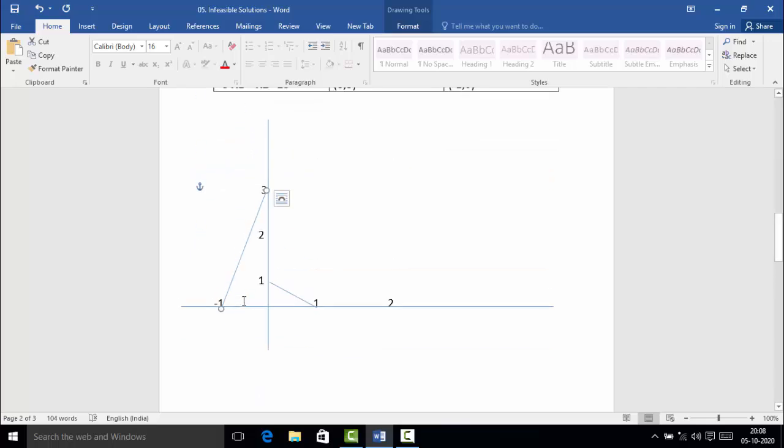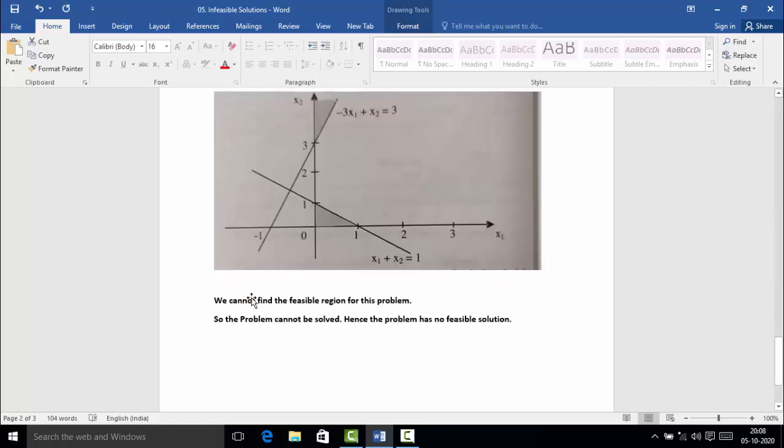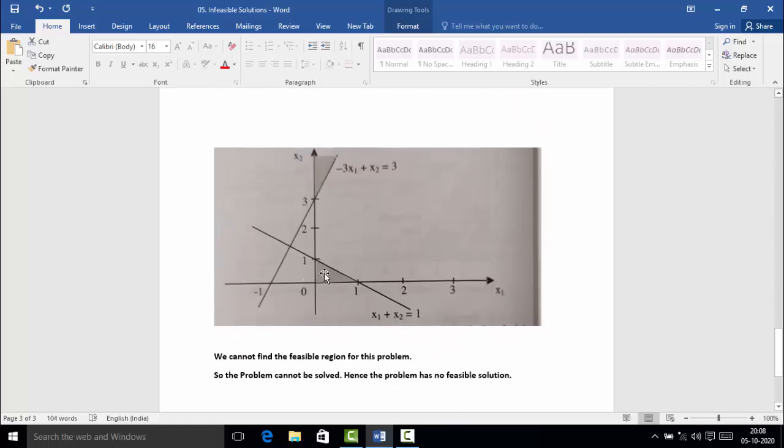If we draw this graph on paper, then we will get this type of graph, and here also we can say that we will not get the common feasible region. Therefore we cannot find the feasible region for this problem, so the problem cannot be solved. Hence the problem has no feasible region, and this is an example of an infeasible LPP.